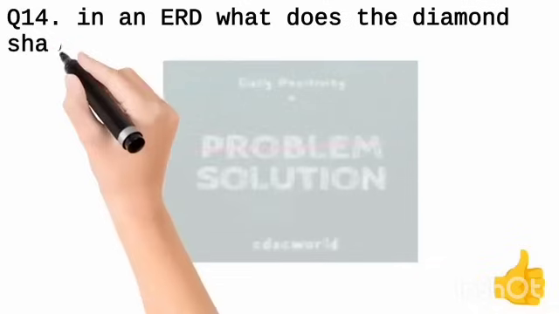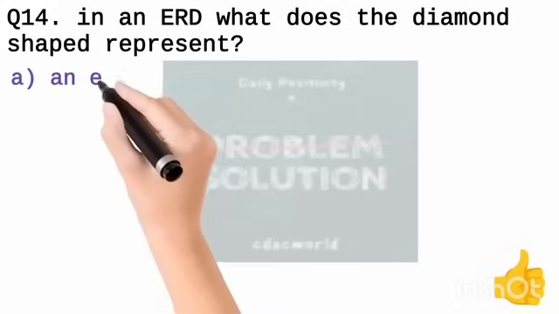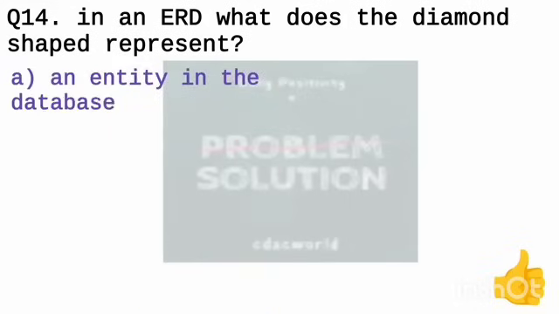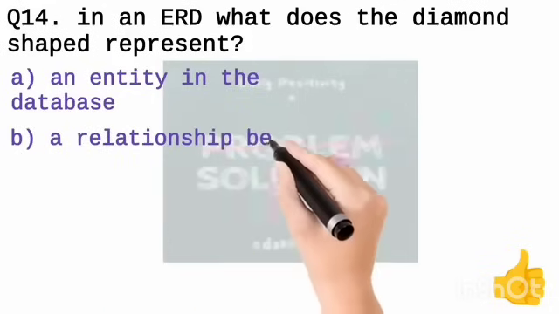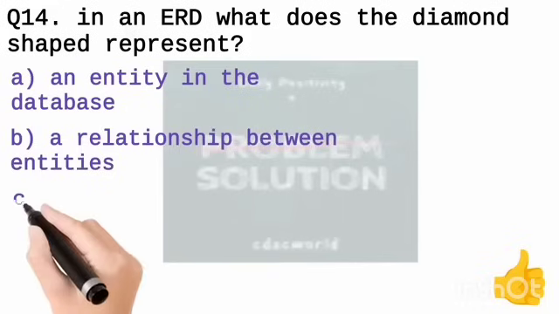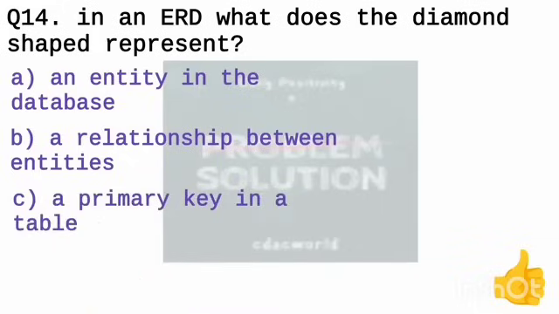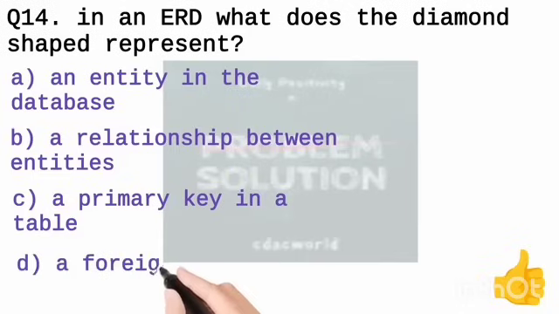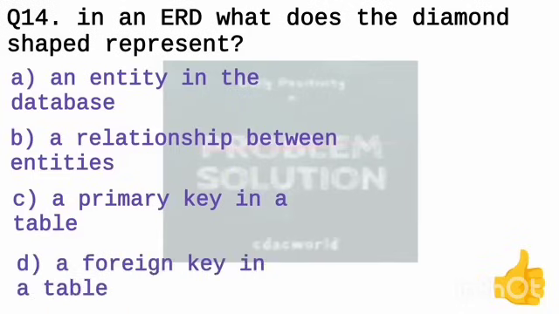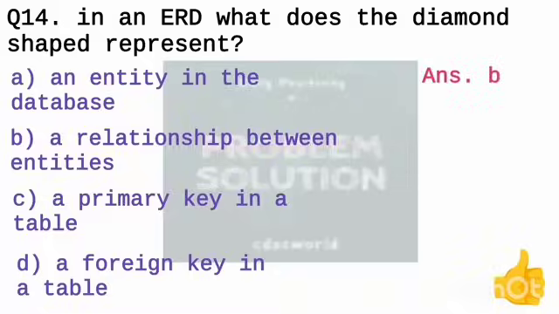Query number 14. In an ERD, what does the diamond shape represent? Option A. An entity in the database. Option B. A relationship between entities. Option C. A primary key in a table. And option D. A foreign key in a table. And the answer is B. A relationship between entities.